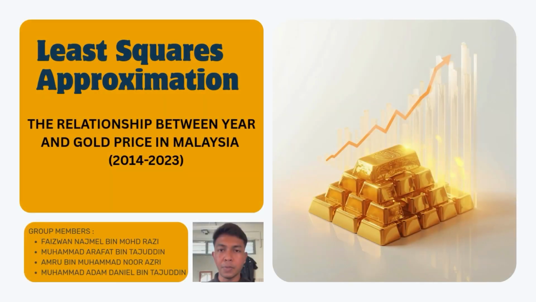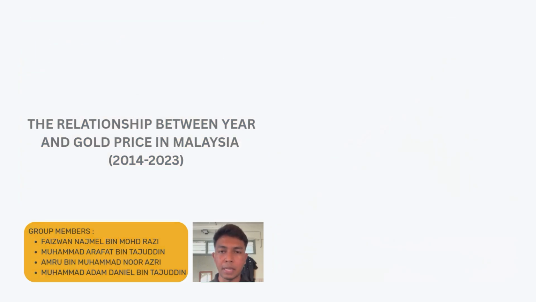Assalamualaikum. Today I want to present about least squares approximation. The title of our topic is the relationship between year and gold price in Malaysia since 2014 until 2023. Our group members are Faizwan Najmir, Muhammad Arafat bin Tajuddin, Amru and Muhammad Adam Daniel.